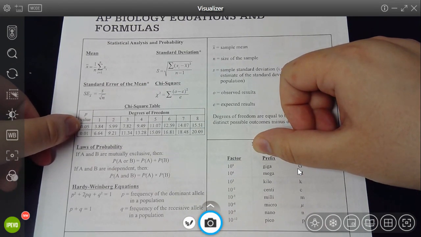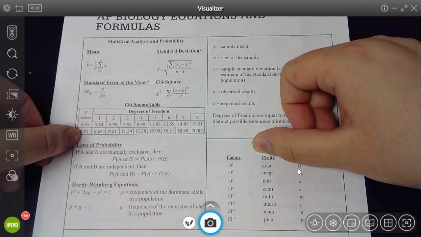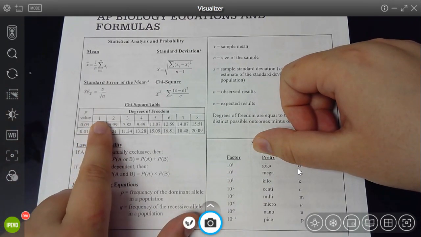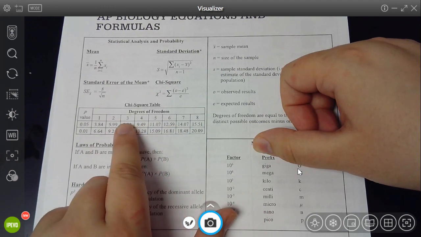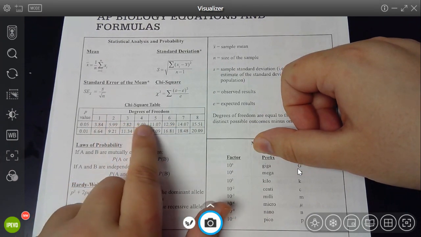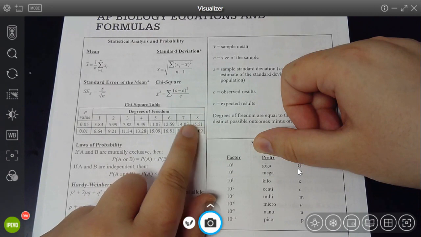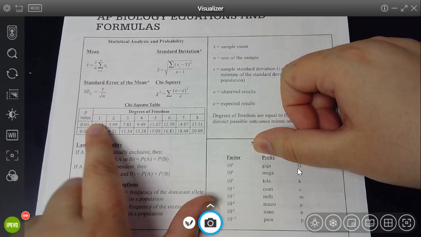Remember, we're always going to use 0.05 when we are doing chi-squared. So those are p-values. And all these numbers inside the table, these two middle rows here that I'm running my finger over, are going to be your critical values.